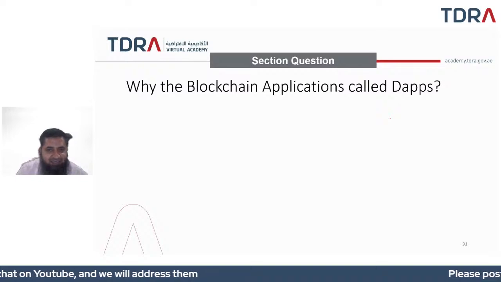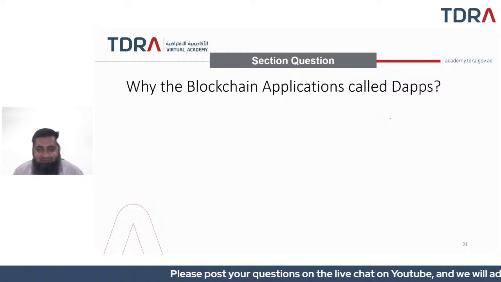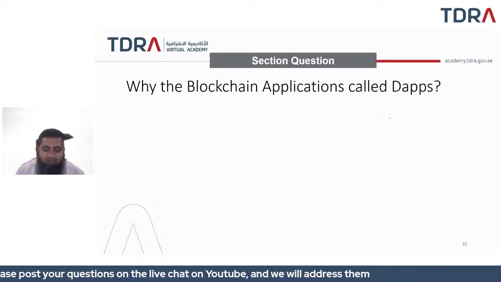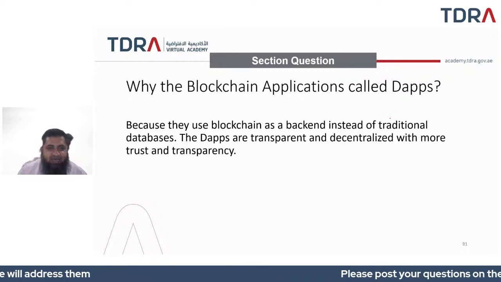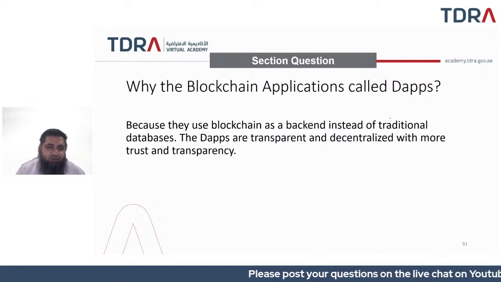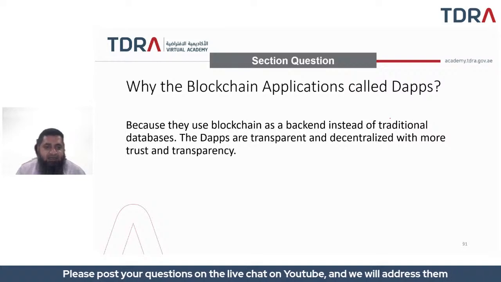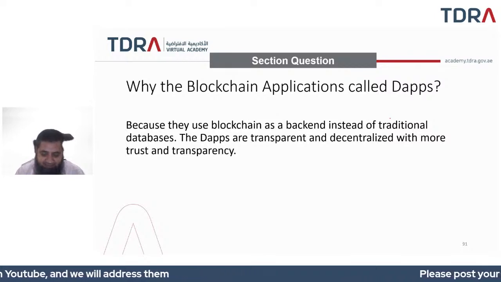Now we have the final question about this section. Why are blockchain applications called dApps? All the applications that automatically run smart contracts are called dApps. So here is the answer to the question: because they use blockchain as a backend instead of traditional databases. So dApps are transparent and decentralized with more trust and transparency.